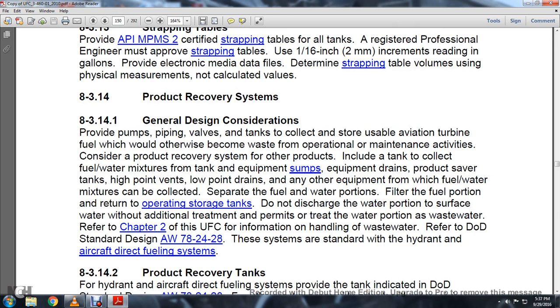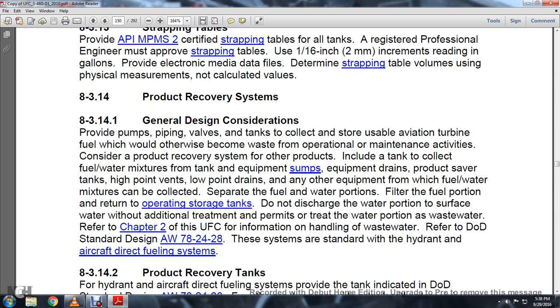8.3.14 Product recovery system. 8.3.14.1 General design consideration: provide pumps, piping, valves, and tanks to collect and store unusable aviation turbine fuels that otherwise become waste from operational and maintenance activities. Consider product recovery for other products, including a tank to collect the fuel and water from the tank equipment, sumps, equipment drains, product saver tanks, high point vents, lowest drains, and any other equipment. Make sure that it can be collected and the fuel and water portions separated.